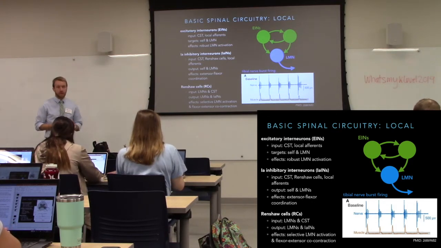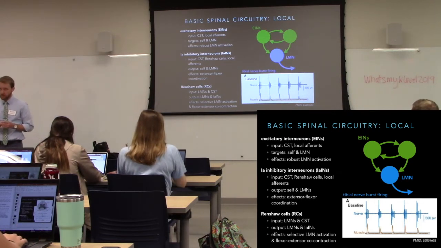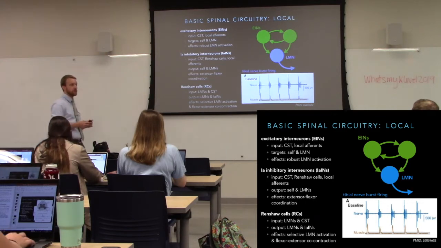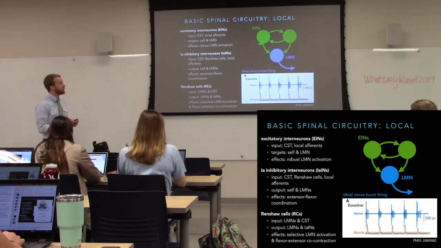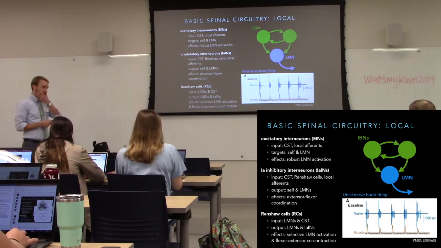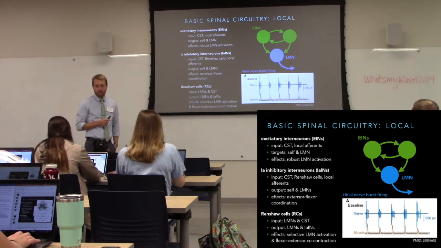These are just what they sound like. They're interneurons, so they're between 2 neurons, and they're excitatory. They're going to be dumping out glutamate in order to provide excitation. Their targets are kind of unique. They innervate one another. This is a positive feedback loop. They're going to be innervated by our upper motor neurons.